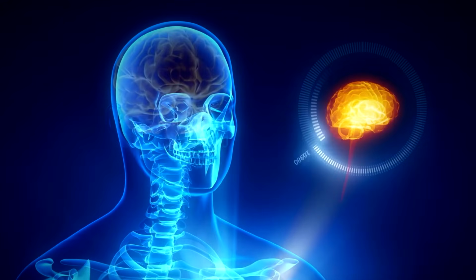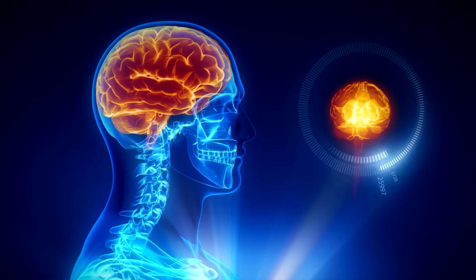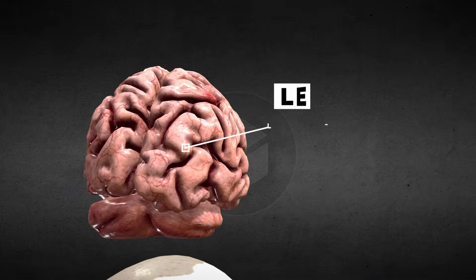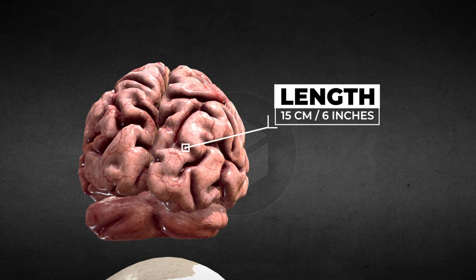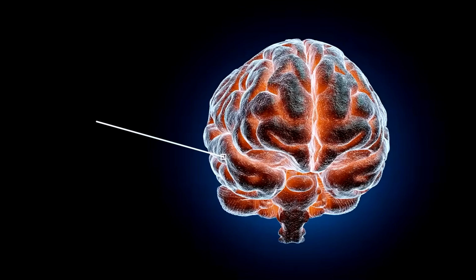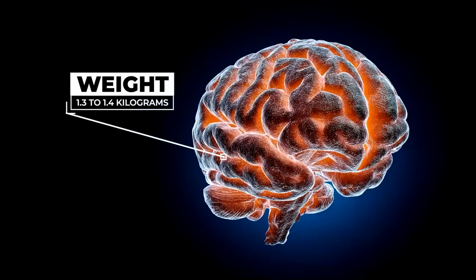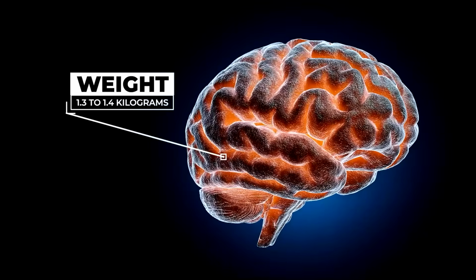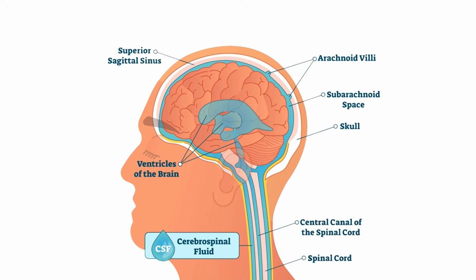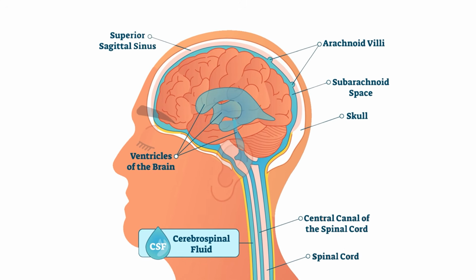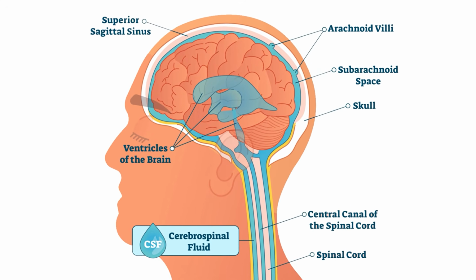An average adult human brain is about the size of a medium cauliflower, measuring roughly 15 centimeters or 6 inches in length. It typically weighs approximately 1.3 to 1.4 kilograms. It is surrounded and protected by cerebrospinal fluid, which cushions the brain and helps to remove waste.